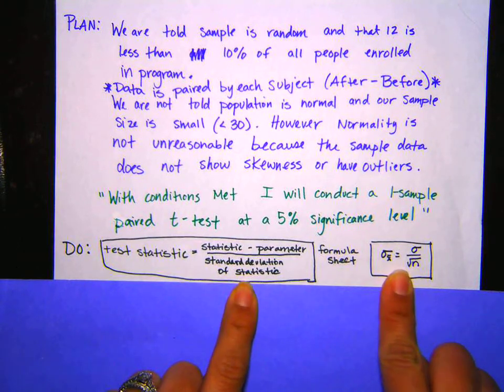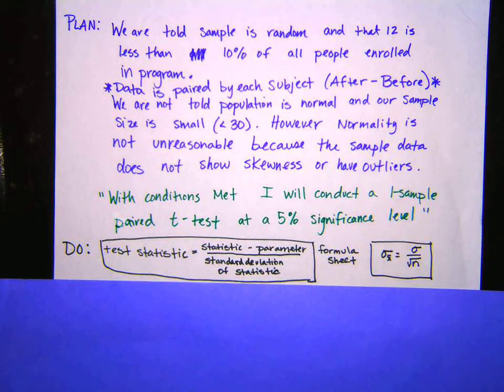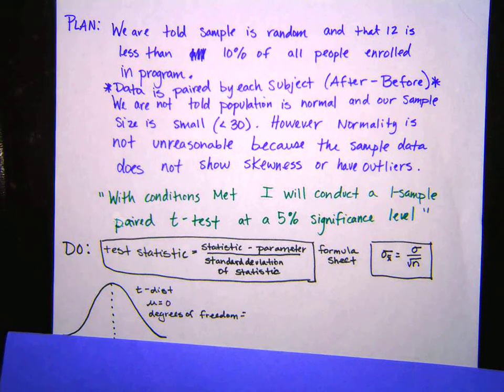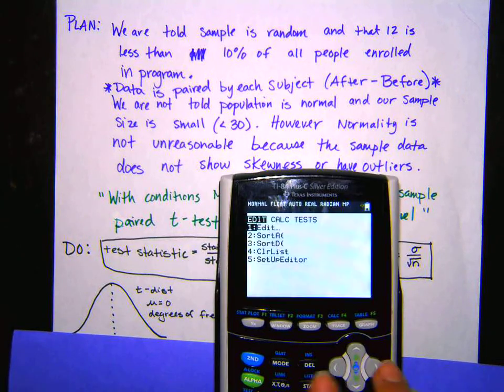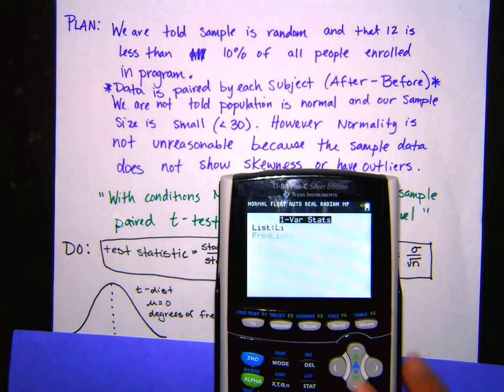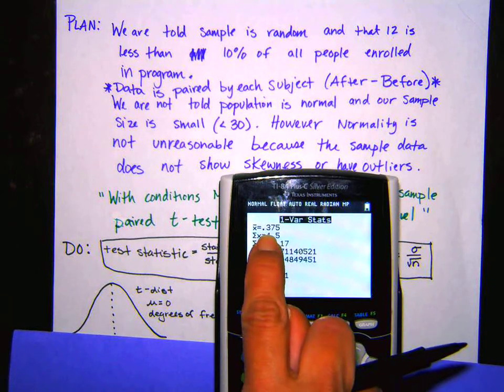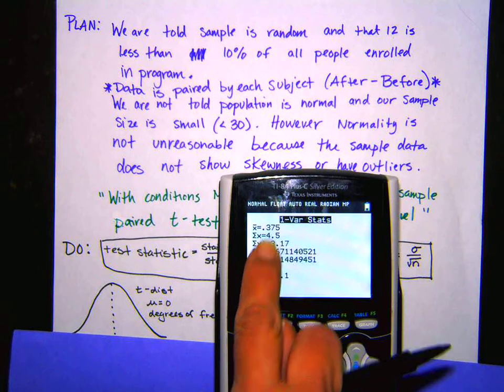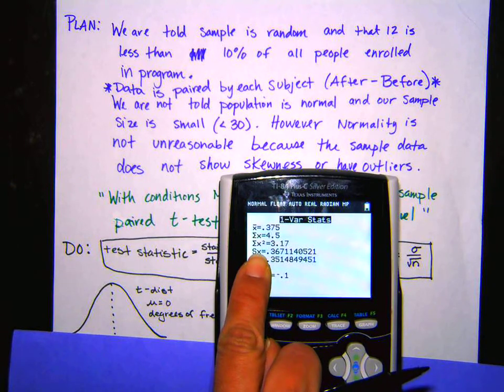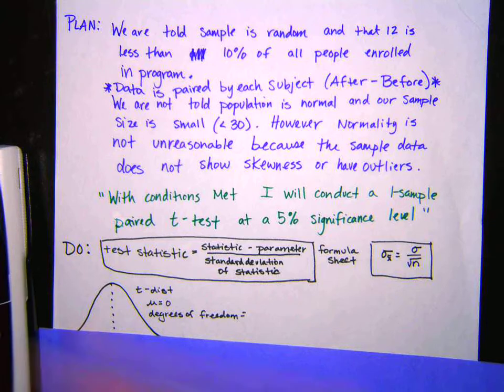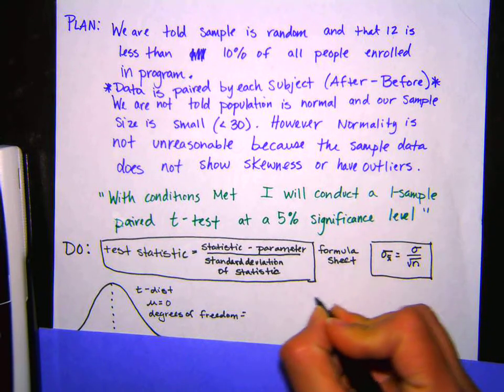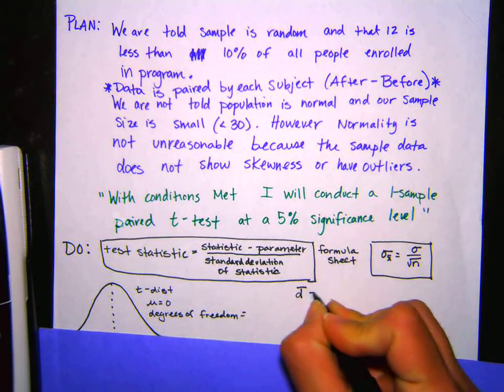A couple things in our calculators. If I go back to my calculator and I do stat calc one variable stats, I can get my sample data. My mean of the differences, I'm going to call that D bar, 0.375, and my sample standard deviation is 0.367. So over here I'm going to write D bar equals 0.375, and my sample standard deviation is 0.367.